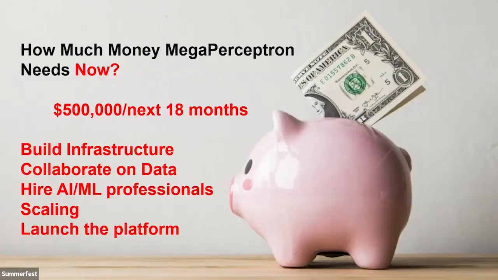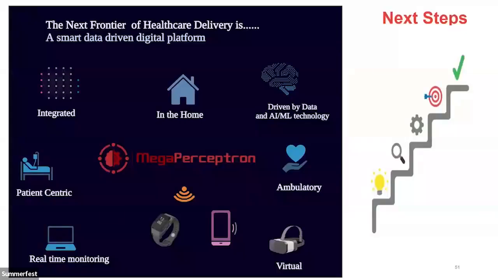So what are we doing this for? We are trying to build infrastructure, collaborate on data with other individuals who have access to data, hire AI/ML professionals, scale, and launch the platform to the next level. And we would like to see ourselves at the interface of various other digital platforms that are considered to be the next frontier of healthcare delivery, whether it is delivery at home, integrated care, patient-centered care in nursing homes, or real-time monitoring of wounds in the context of identifying different prognostic variables as well.